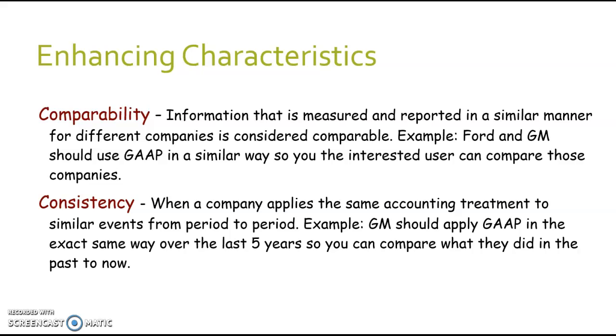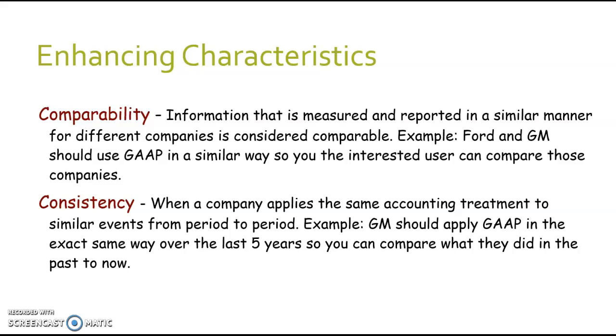Okay, so that was the fundamental characteristics, and now we're taking a look at the next level down. That's the enhancing characteristics. And so the first one of this is called comparability and consistency, and these are fairly similar. Comparability means we can compare one company to another company, and they've both had to follow GAAP. So they're both doing their accounting in a similar enough fashion that allows you to compare those two companies.